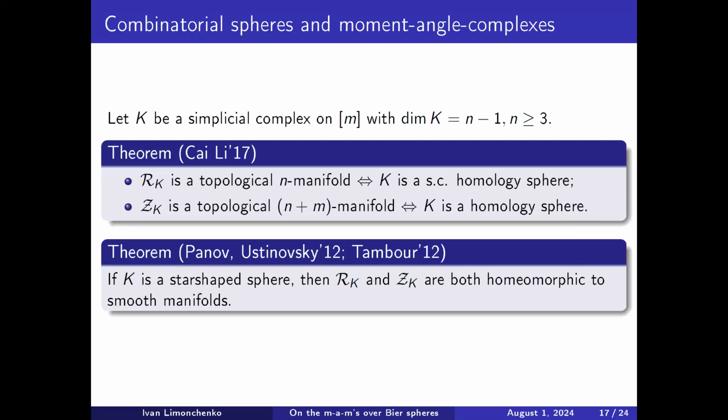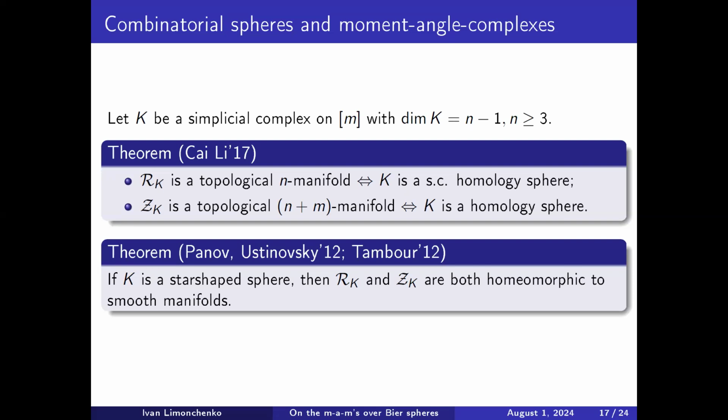In the same paper, he shows that Z_K has a structure of a topological n plus m dimensional manifold if and only if K is just a homology sphere. You do not need the assumption of simple connectedness here. And the second result belongs, as I mentioned, to Panov-Ustinovsky and Tambour.